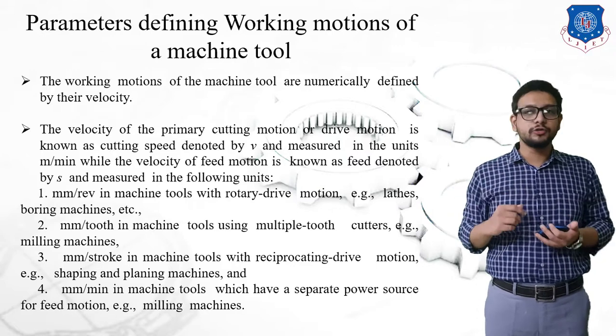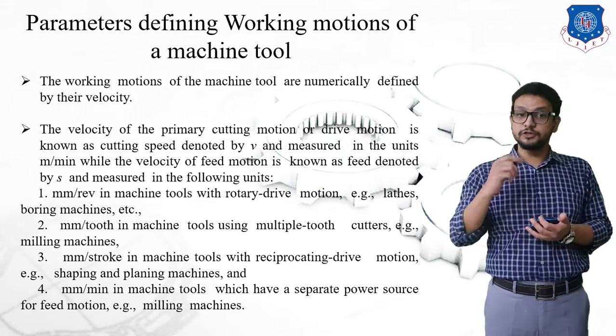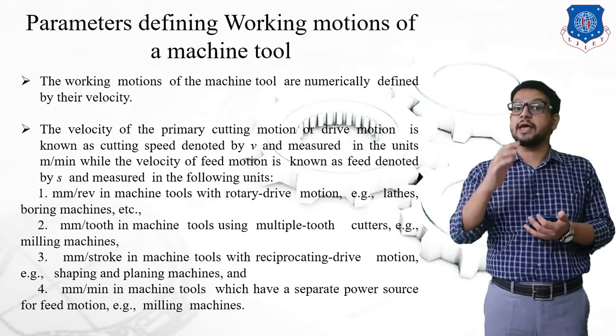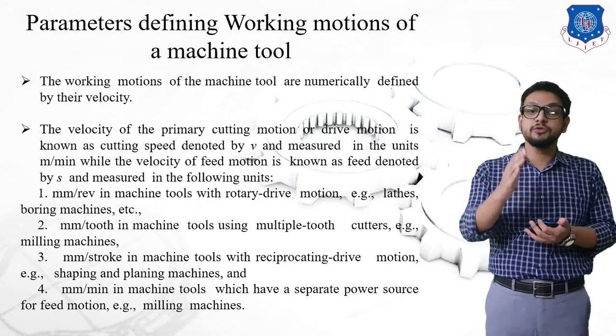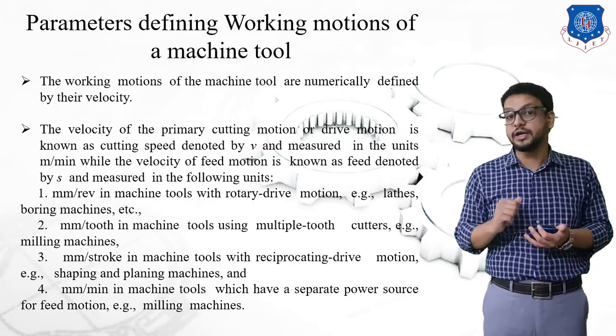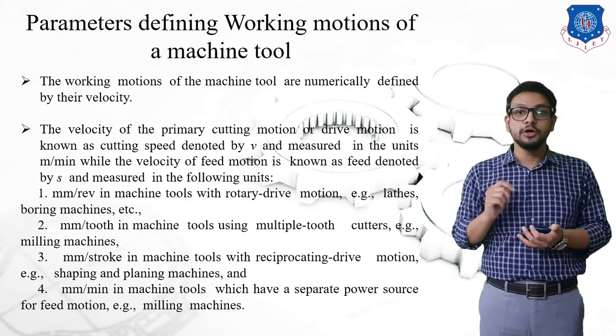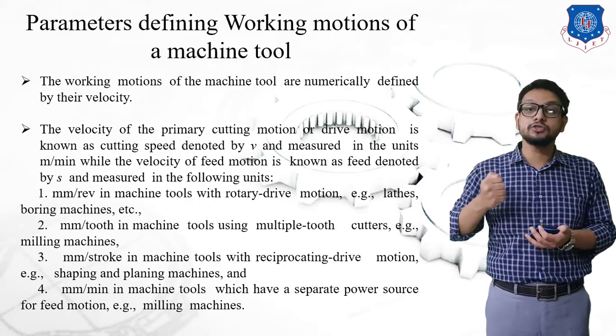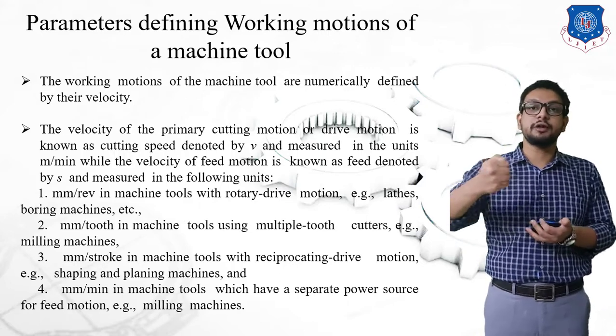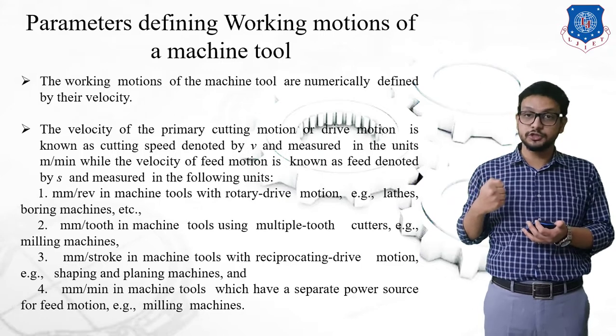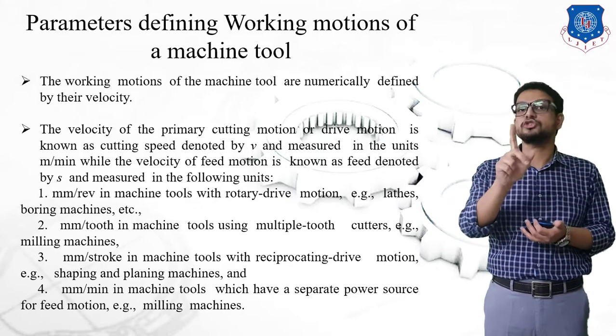The next unit for the feed motion in case of a shaping machine and milling machine is mm per stroke, which means this will be used in a machine tool with a reciprocating drive motion. Remember, we know that the cutting tool is going to perform a reciprocating, translatory motion in these types of machines. So there would be two strokes.